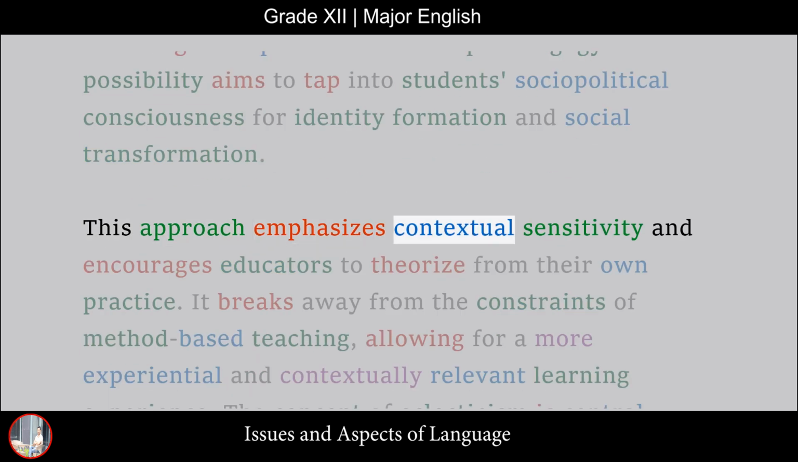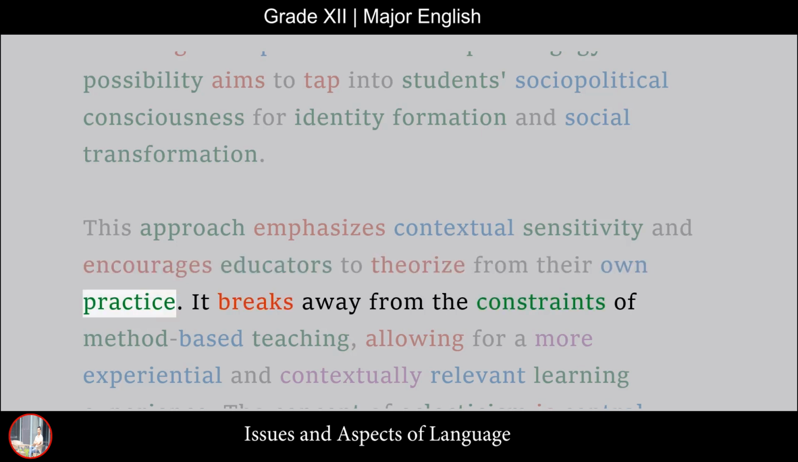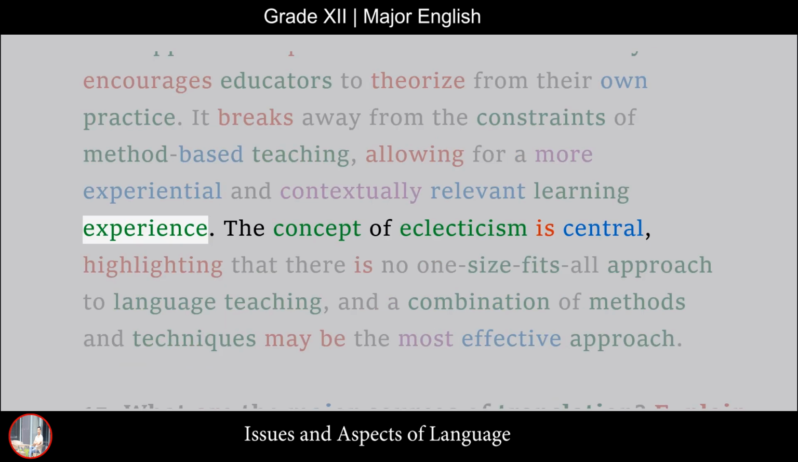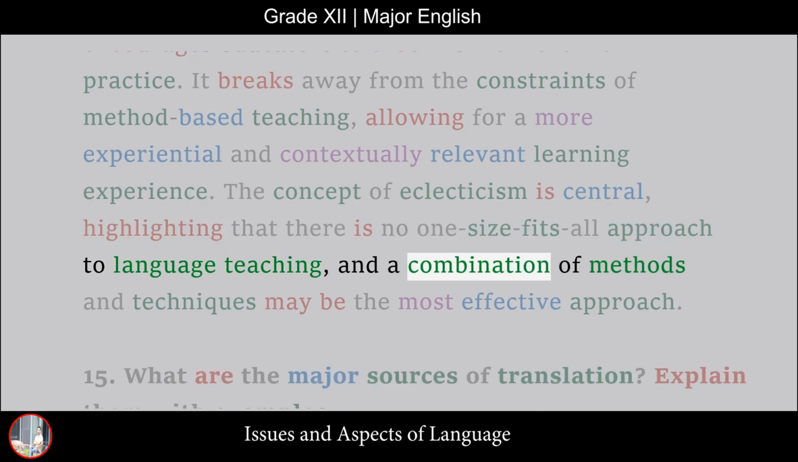This approach emphasizes contextual sensitivity and encourages educators to theorize from their own practice. It breaks away from the constraints of method-based teaching, allowing for a more experiential and contextually relevant learning experience. The concept of eclecticism is central, highlighting that there is no one-size-fits-all approach to language teaching, and a combination of methods and techniques may be the most effective approach.